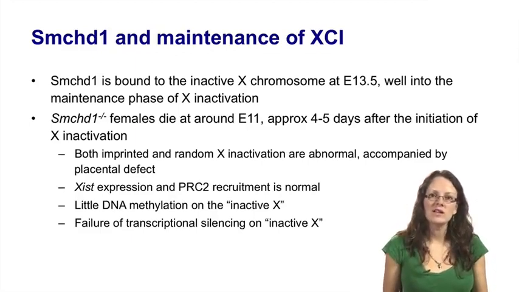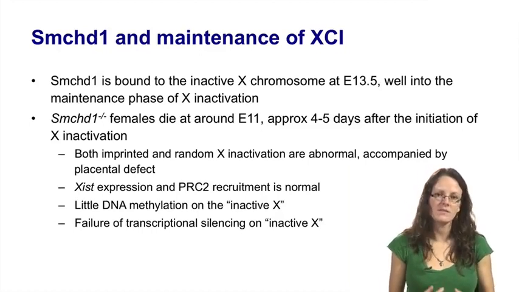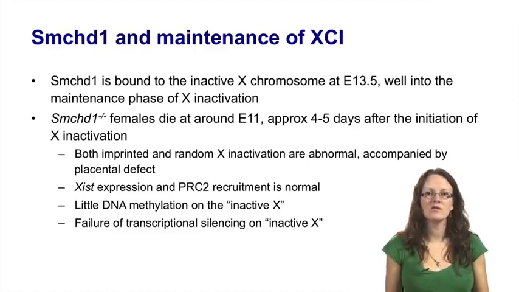When you look in these embryos, you can see that Xist expression is normal and that Xist can recruit polycomb repressive complex 2 normally as well. But there is very little DNA methylation that ever ends up on the inactive X chromosome. But since DNA methylation doesn't appear to be involved in the placental, or imprinted, form of X inactivation, presumably Smchd1 is doing something else other than somehow directing DNA methylation. And finally, what ends up resulting is that you get a failure of the transcriptional silencing on the chromosome that should be the inactive X.